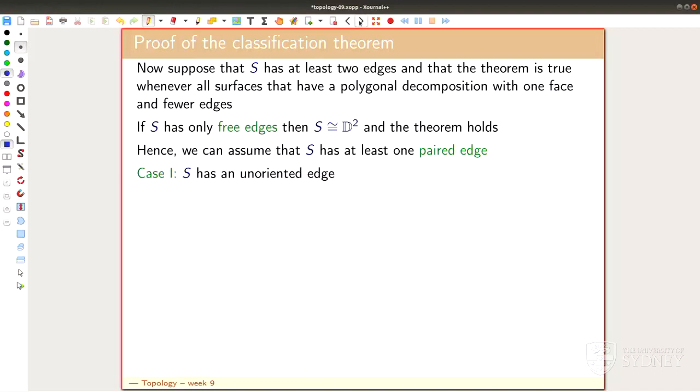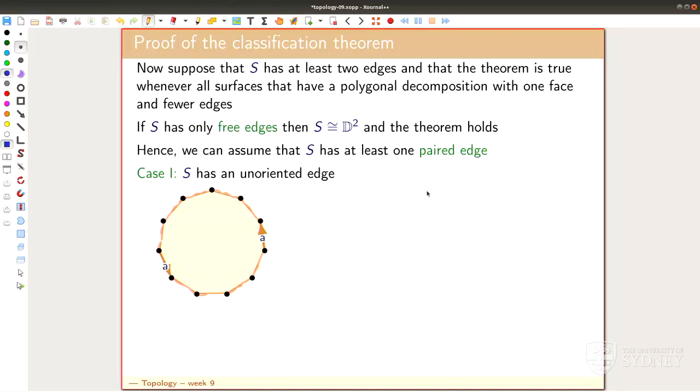I hope that's clear, right? We're done with the free edges, so there must be one paired edge, and it's either pointing in the same direction or it's pointing in opposite directions. There's no other way that it could be, so the case is to check whether this edge is unoriented or oriented. Okay, let's do this case first. Turns out it's a bit easier.